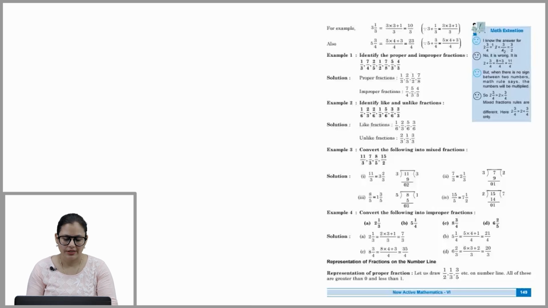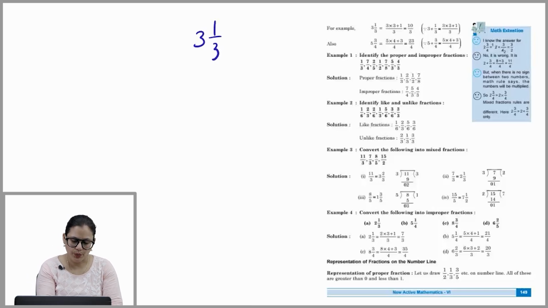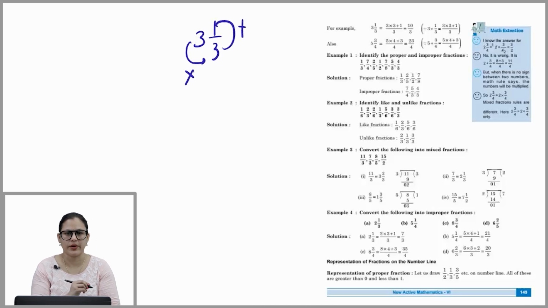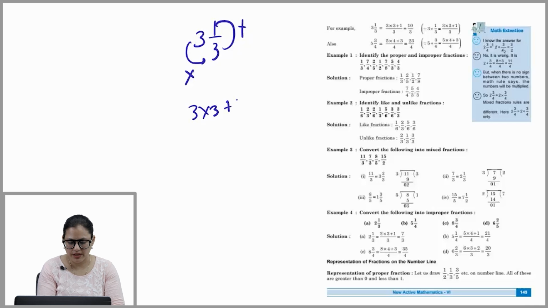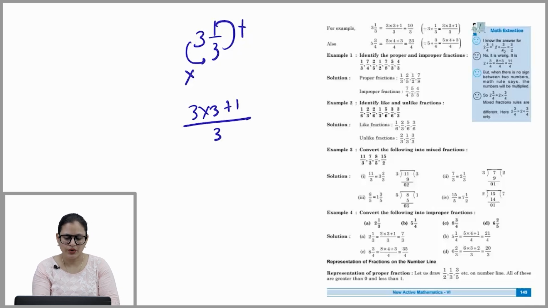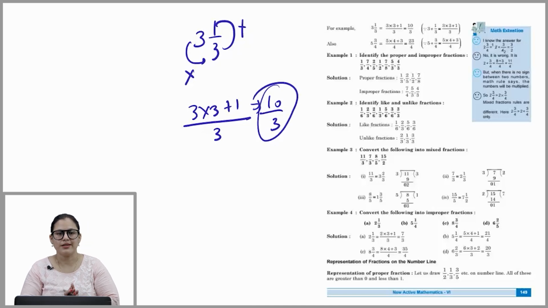For example, 3 whole 1 by 3. So what will you do? You will multiply this and then add this one. So 3 into 3 plus 1, and the denominator will remain the same. So 3 into 3 is 9, plus 1, 10 by 3. Okay, so 10 by 3, this is the improper fraction.